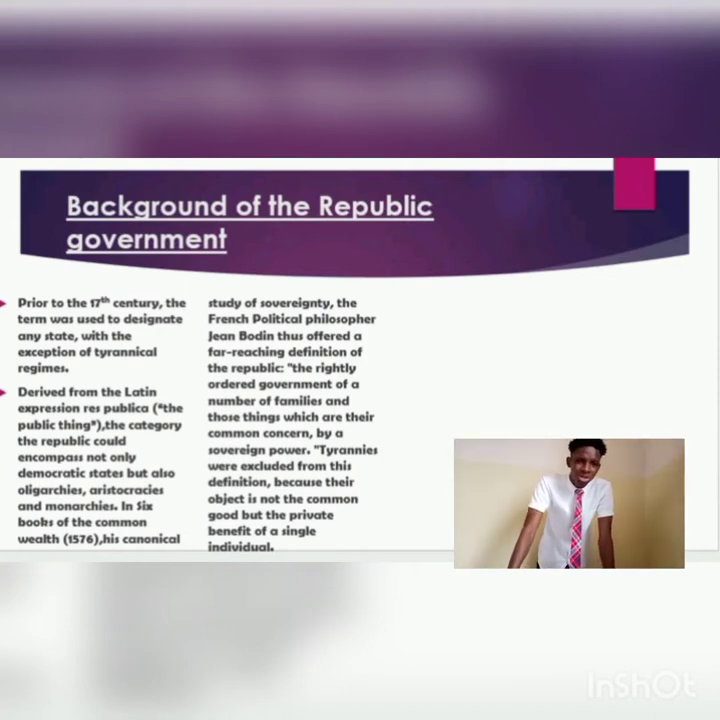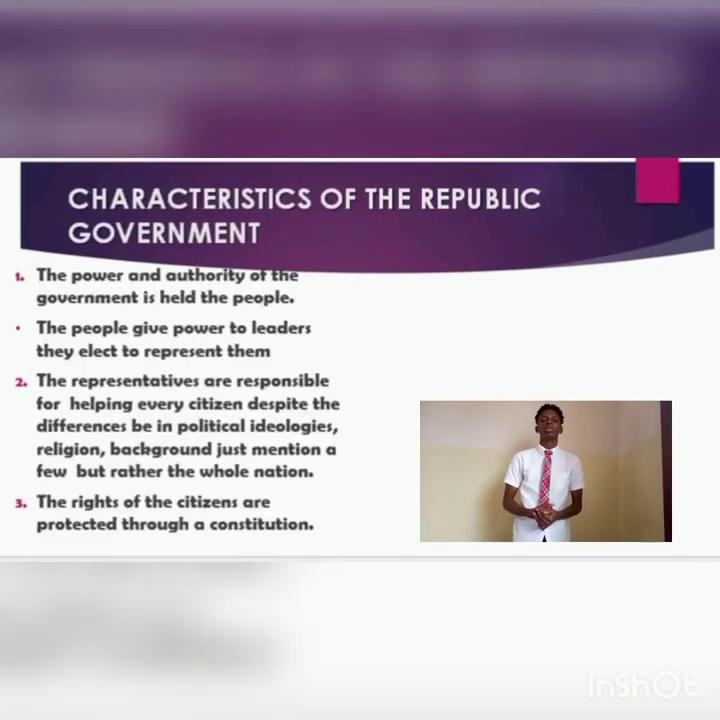Here we see Jean Bodin, a French political philosopher, giving us his own view of the republic government, saying that according to his definition, as I have read, Jean Bodin excludes tyrannical regimes in a republican state. Moving on, the characteristics of a republic government.